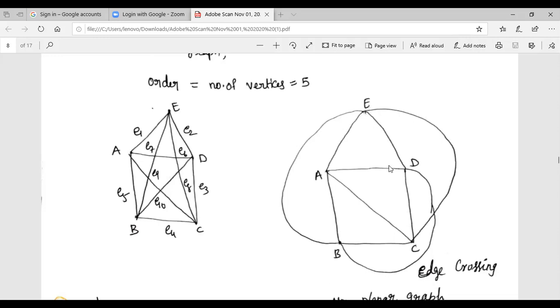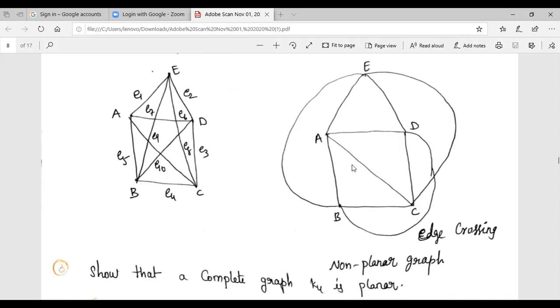Next, A to E, A to D, A to C, A to B. Next, B to D and E to C. These two edges cross over each other. So the given complete graph with 5 vertices is a non-planar graph. The edge crossing here is A to D and E to C.